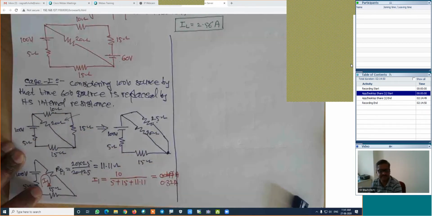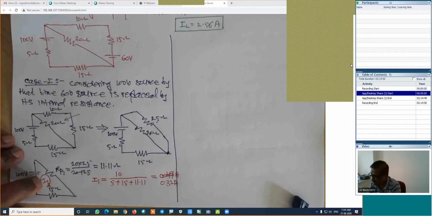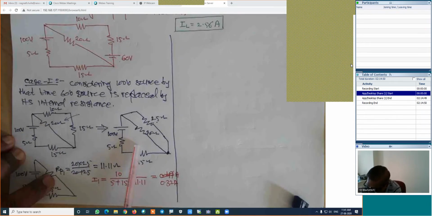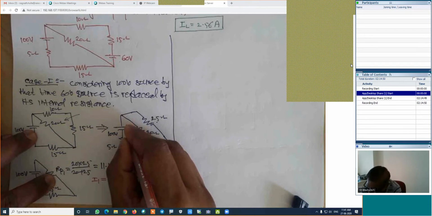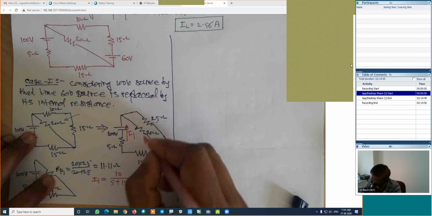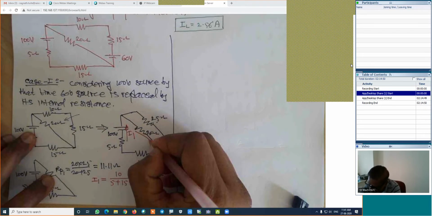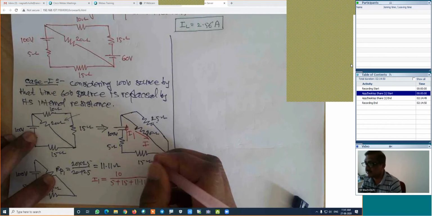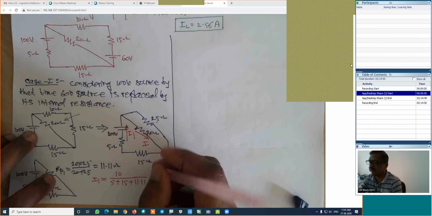Fine. If we know the current I1, now look. I am going to the figure before this, just the next figure. The current from the battery is known, which is this I1. We are interested in the current in the load resistance. That current, I will call it IL1.